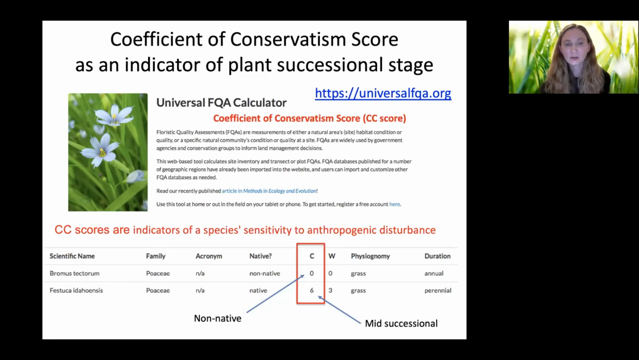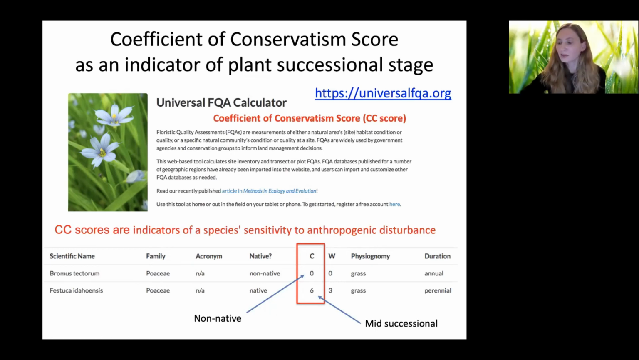And these CC scores are indicators of a plant species' sensitivity to anthropogenic disturbance. So plants that have a CC score of 0 are things like cheatgrass that can grow pretty much anywhere. They are not sensitive to anthropogenic disturbance at all. Whereas the higher the number, the more sensitive they become. So something with a CC score of 10 would likely only be found in undisturbed remnant prairies compared to something with a lower CC score that could grow more easily in disturbed environments.